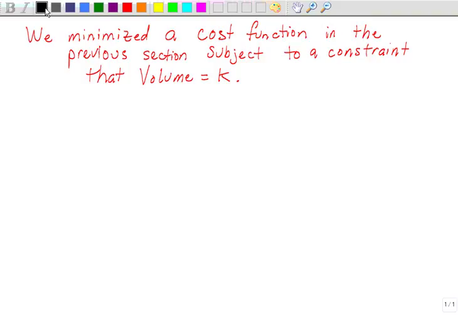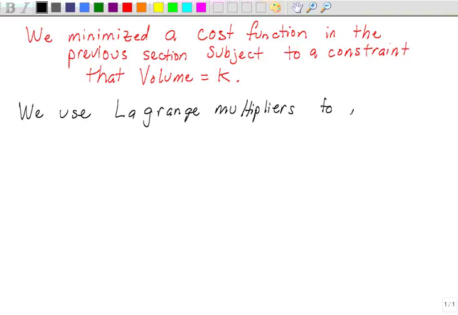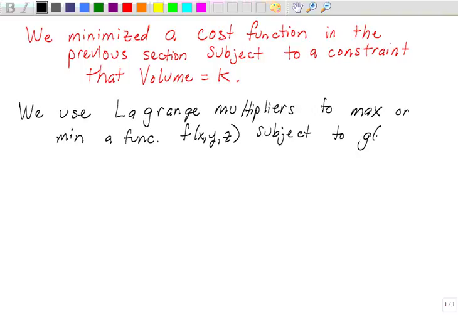Okay, well, here is another way to do that, and it's called using Lagrange, with a capital G, multipliers to maximize or minimize a function. And here I'll do 3 variables, but you can do just 2. Subject to the constraint, you have another function equal to a constant.